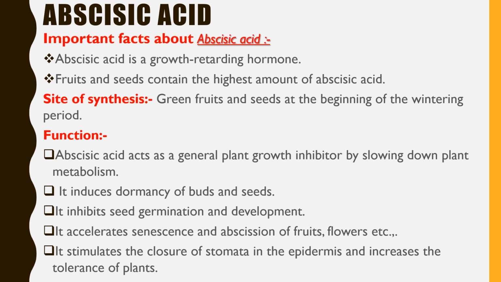Function of abscisic acid: it acts as a general plant growth inhibitor. It stops plant growth. It obstructs or retards plant growth by slowing down plant metabolism. It induces dormancy of buds and seeds. It makes buds and seeds dormant, inactive. It inhibits seed germination and development.